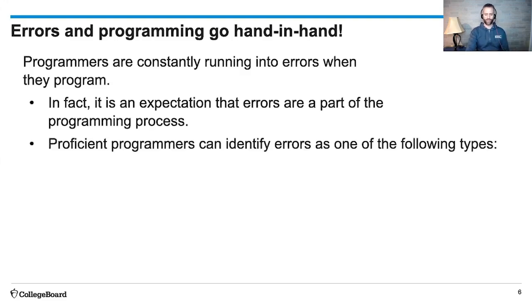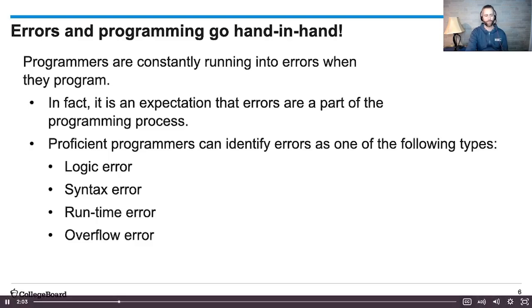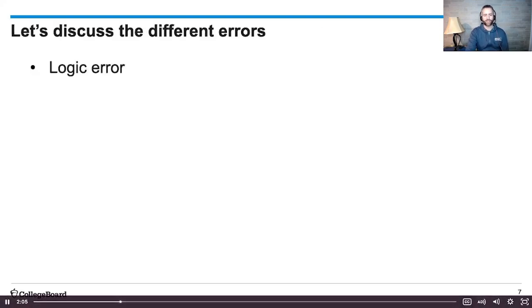So proficient programmers can identify errors as one of the following types. You might have a logic error, a syntax error, a runtime error, or an overflow error. Like I said, proficient programmers can identify these. So now we need to understand what each of these types of errors are. Let's discuss the different errors.